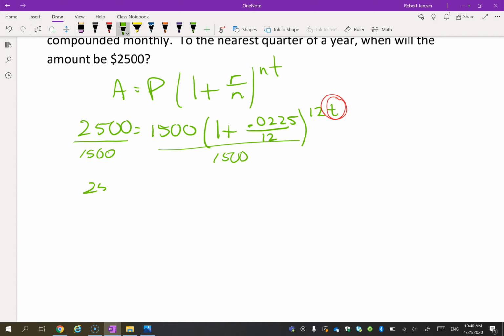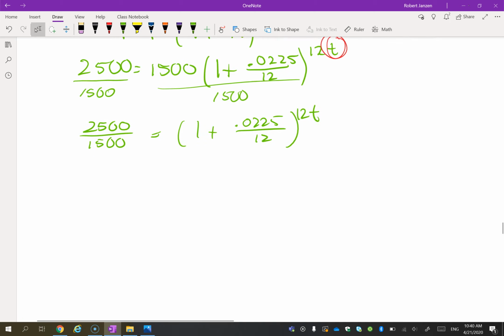I'm not even going to figure out what this is. I'll just go 2500 divided by 1500. And this then becomes 1 plus 0.0225 over 12 to the power of 12t. Now take log of both sides. So log 2500 over 1500 equals, and if I take the log of the second side, that allows me to put the exponent as a coefficient.